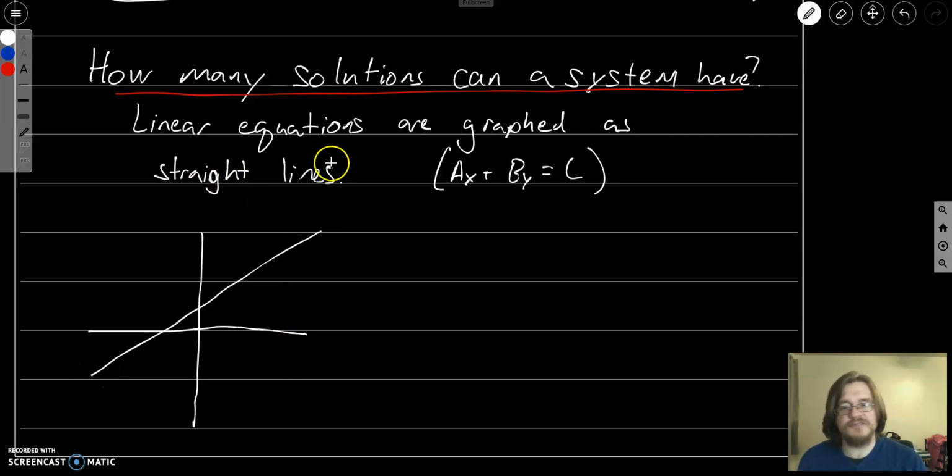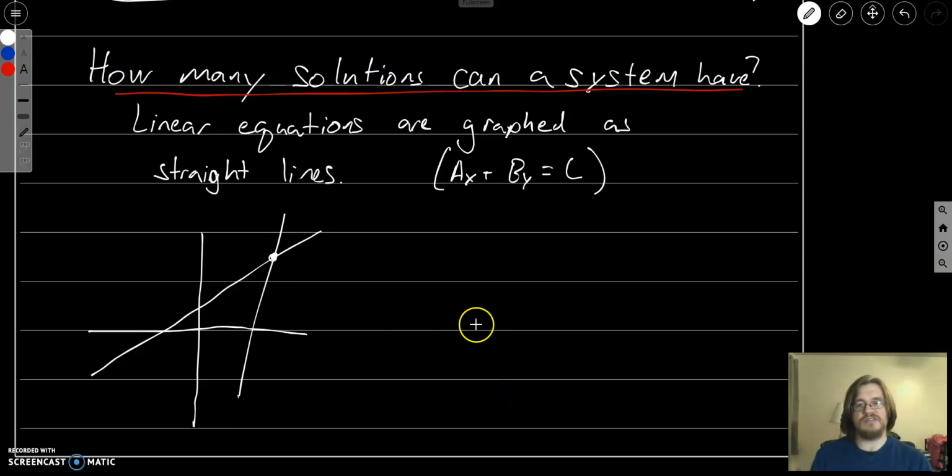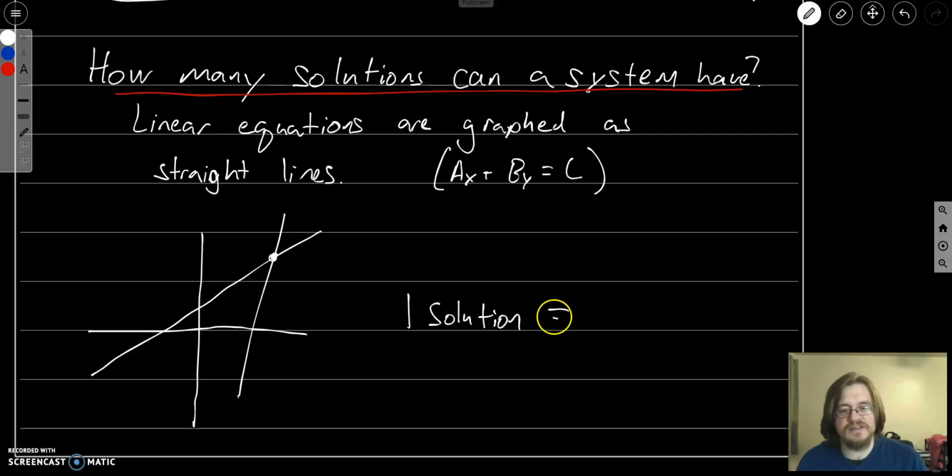And if we have two linear equations, we have two straight lines. So their solution is going to be where they intersect. We could have, it is possible to have one solution. And this corresponds to our lines intersecting in one point.